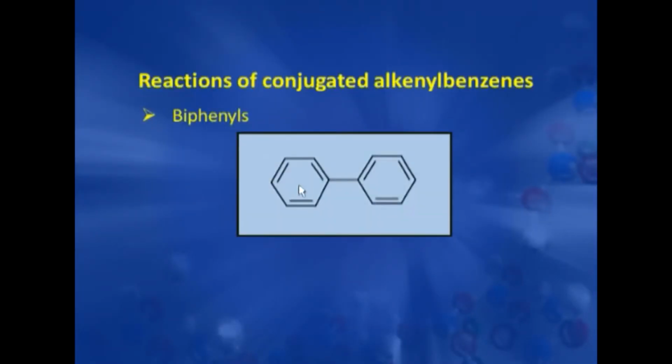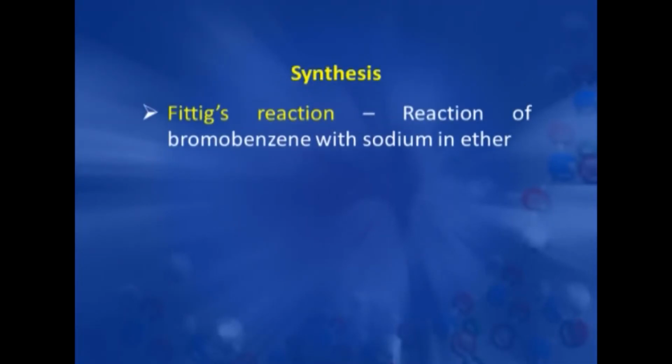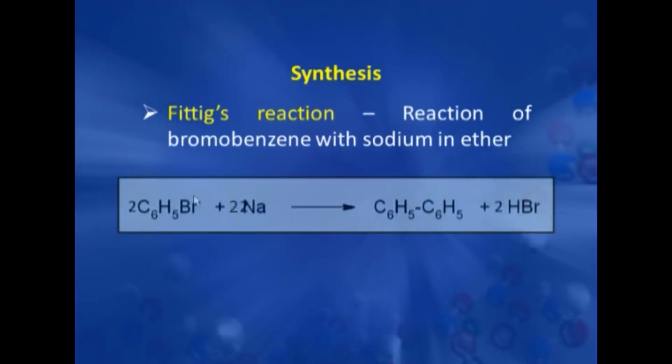Now, the next molecule is biphenyl. In biphenyl, two benzene rings are linked together. This biphenyl occurs in coal tar and has a melting point of 71 degrees C. Now, synthesis of biphenyl via the Fittig reaction is a reaction of bromobenzene with sodium in ether, and we get biphenyl and HBr.